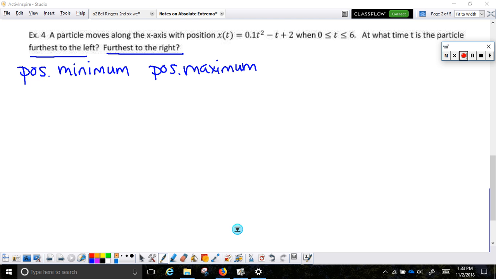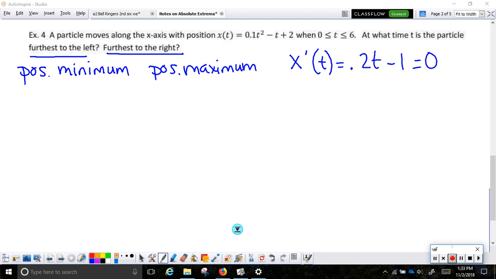So we're going to use the same process that we did yesterday. We're going to first take the derivative to find the critical numbers. So x prime of t, using the power rule, we're going to get 0.2t minus 1. Our critical numbers are values of t that make the derivative 0 or undefined. This is a linear function. It's never undefined. So we just need to determine when our derivative is equal to 0.